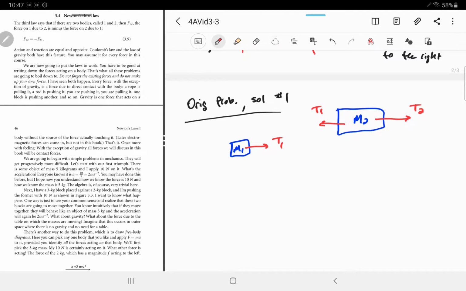So you could think of these two as being the Newton's third law pairs, actually. If M2 is pulling to the right on M1, and M1 is pulling to the left on M2. Okay.